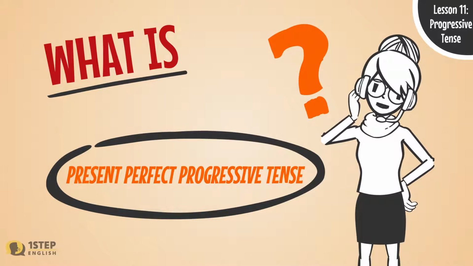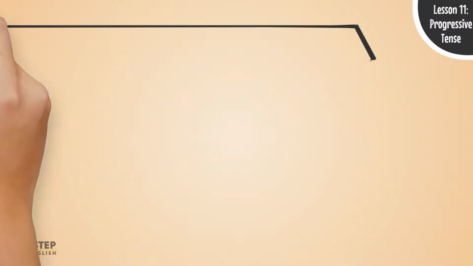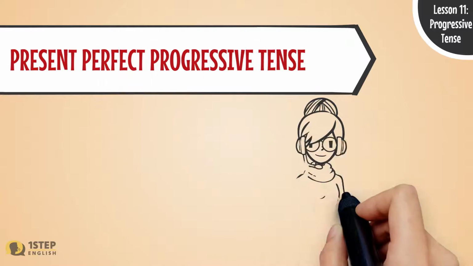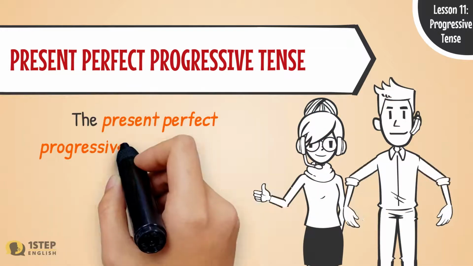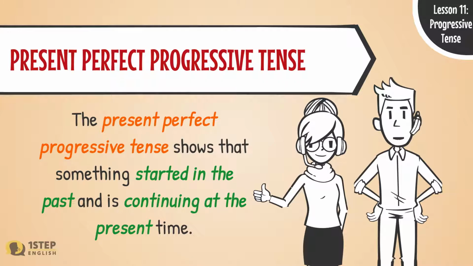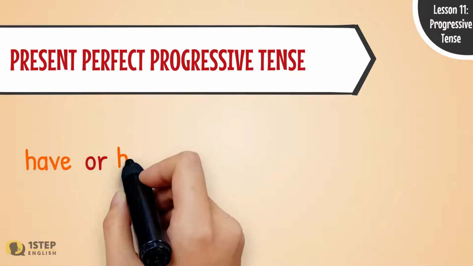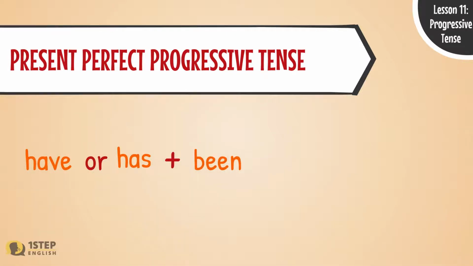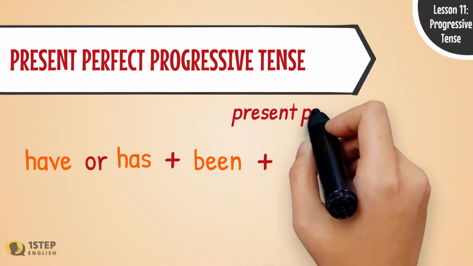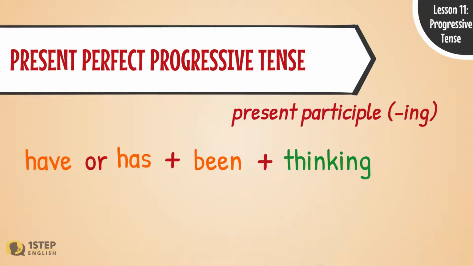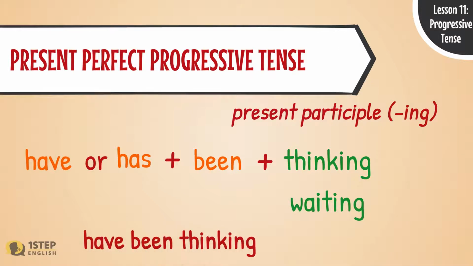What is present perfect progressive tense? The present perfect progressive tense shows that something started in the past and is continuing at the present time. Form the present perfect progressive tense by using have or has plus been plus the present participle form of the verb: have been thinking, has been waiting.